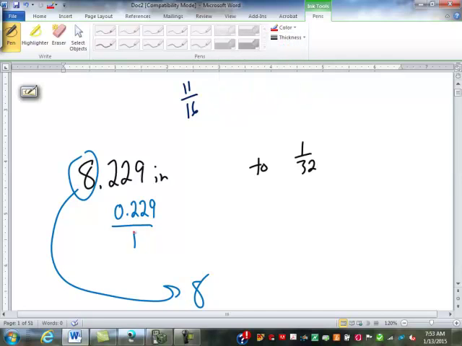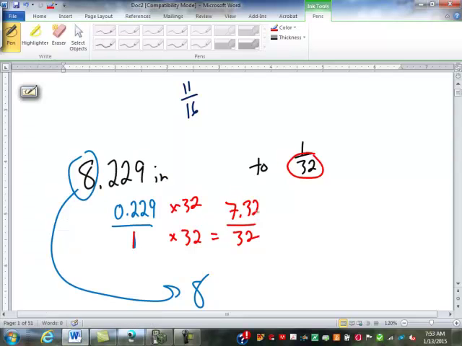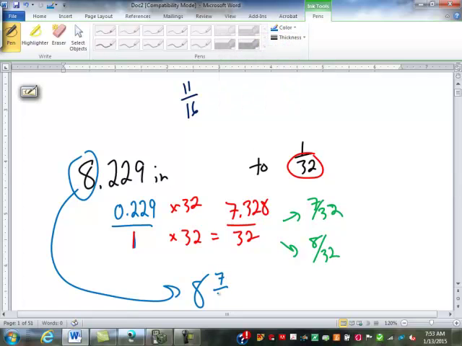Now we have a denominator of 1. We want a denominator of 32. So we're going to multiply by 32. Once again, I'll give you the bottom is going to be 32. Multiplying the top: 7.328, you say? Yep. So that tells us once again that this is between 7 and 8. Closer to 7. So 8 and 7 32nds of an inch.